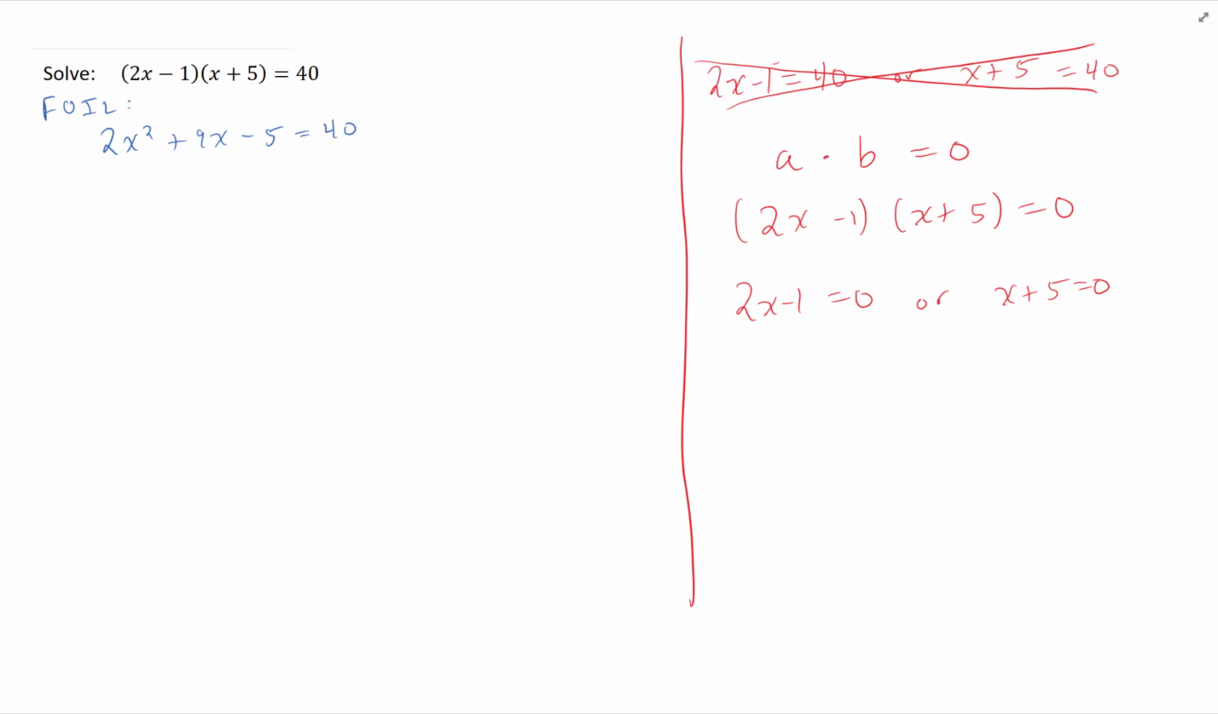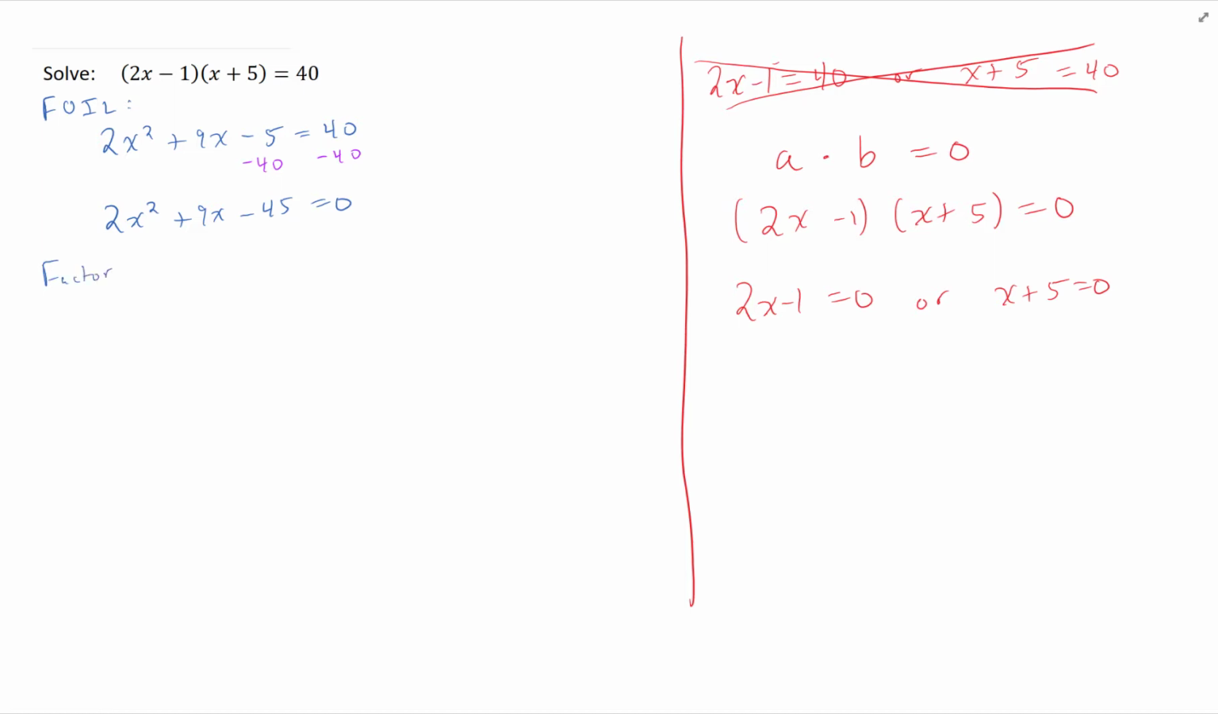Now I will subtract 40 from both sides of the equation, yielding 2x² + 9x - 45 = 0. Now I need to factor the polynomial. I'll do a little side work for this one.